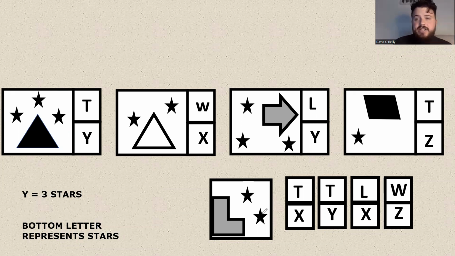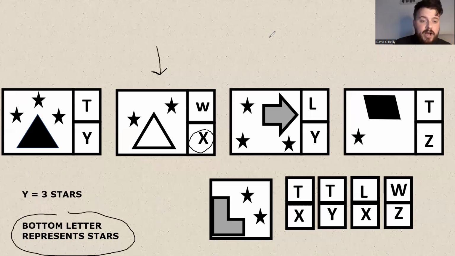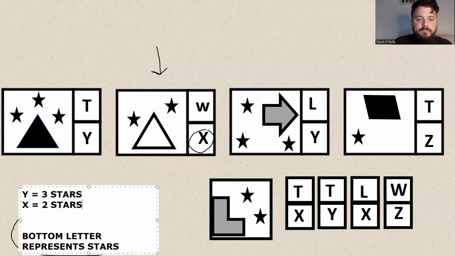Okay, all right, so we know that 3 stars is represented by Y. This question doesn't have 3 stars, so we need to figure out which letter represents 2 stars. Now remember, we know that the bottom letter represents the number of stars. So if we find 2 stars in any of these objects at the top here, then we can look at the letter that represents that. So look at object 2. It has 2 stars, and we know the bottom letter is representing the number of stars, so therefore X equals 2 stars.